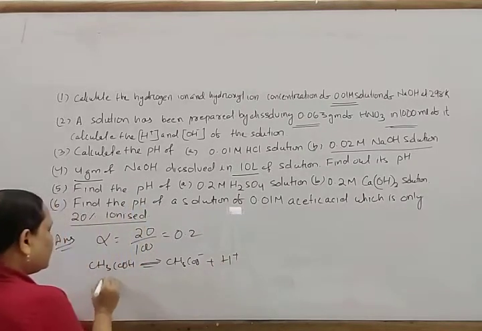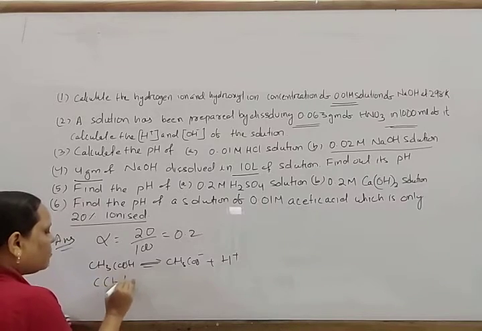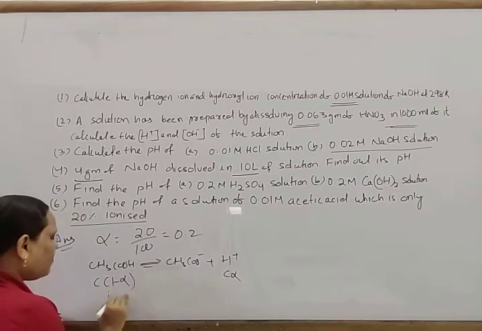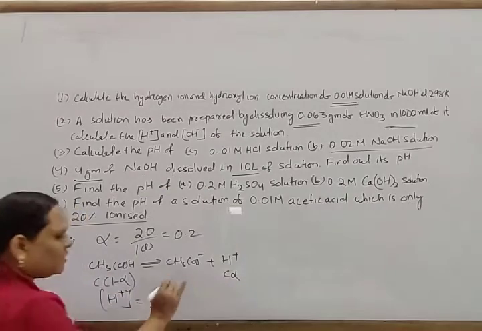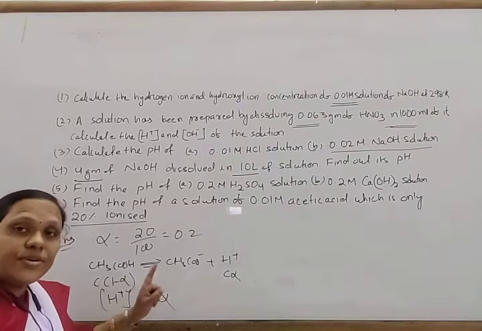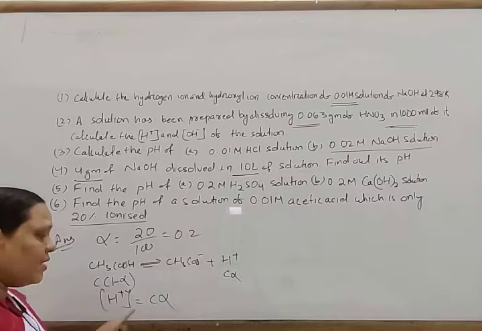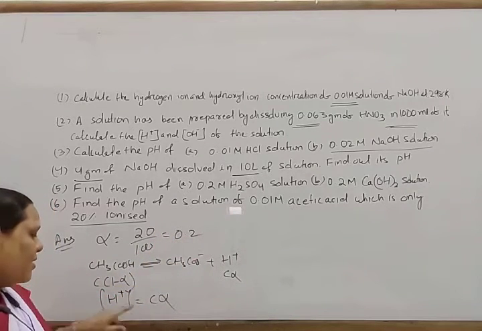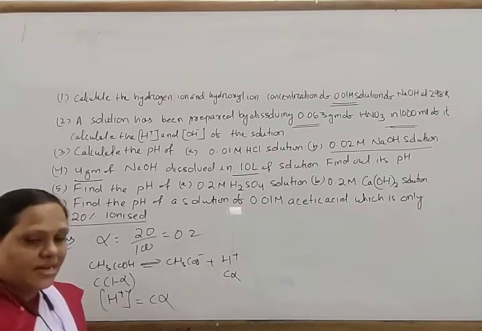So if this is C into 1 minus alpha, then this is equal to C alpha. In this way, for a weak electrolyte, the formula of H plus concentration is equal to C alpha. Alpha is equal to 1 for strong electrolytes, in which the value is C, but here the alpha value is different. For a weak electrolyte, H plus is equal to C alpha.